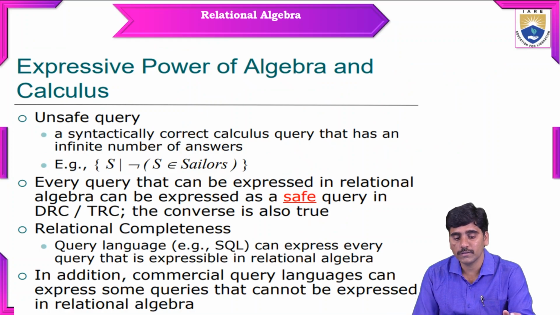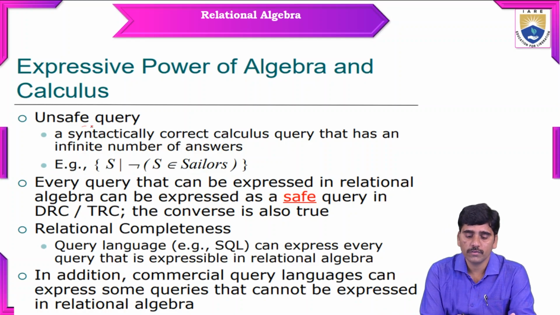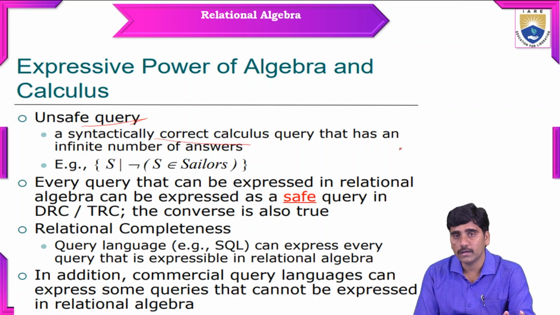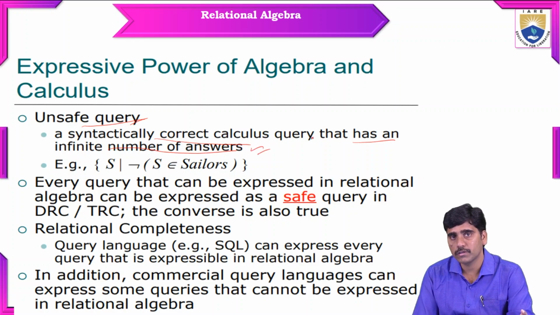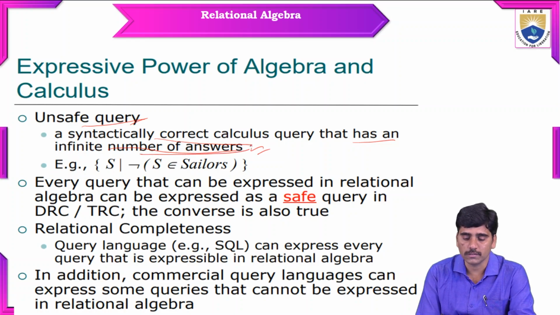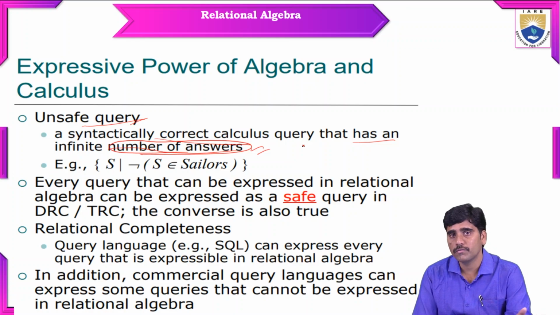Now the expressive power of algebra and calculus. We can have two types of queries: one is the safe query and the second one is the unsafe query. So what is an unsafe query? A syntactically correct calculus query that has an infinite number of answers. So it may have an infinite number of answers.